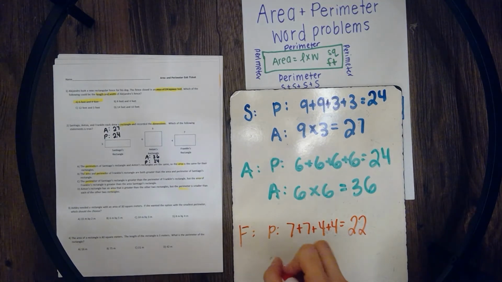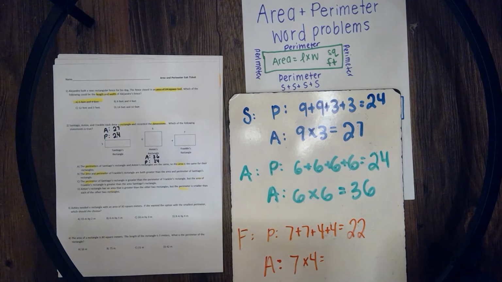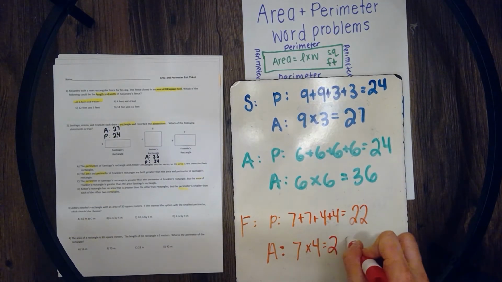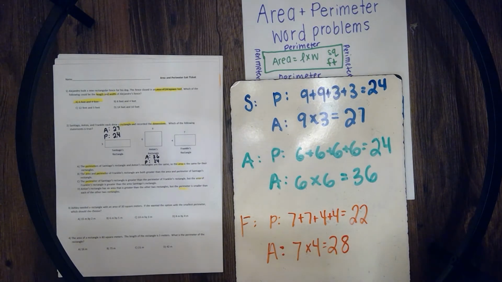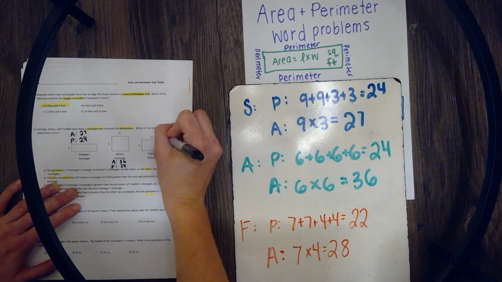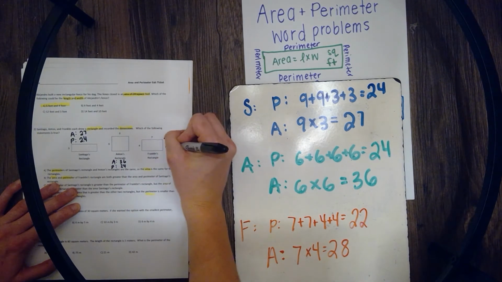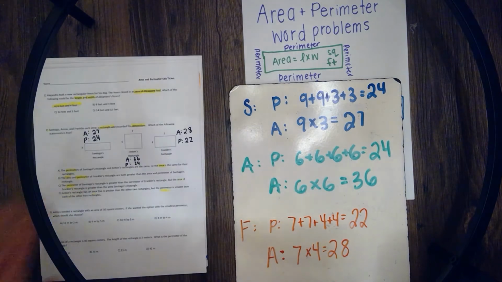Okay, and then the area is 7 times 4. It's 28. Just checking my work. All right, so we can record his. Area, 28. Perimeter, 22. All right, you guys.